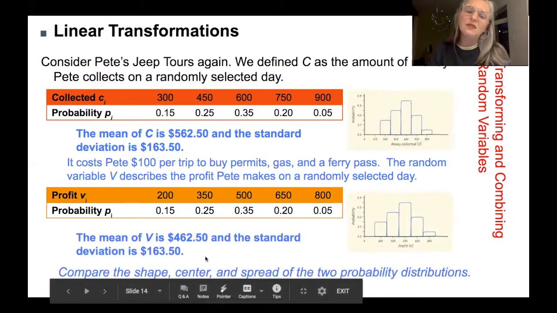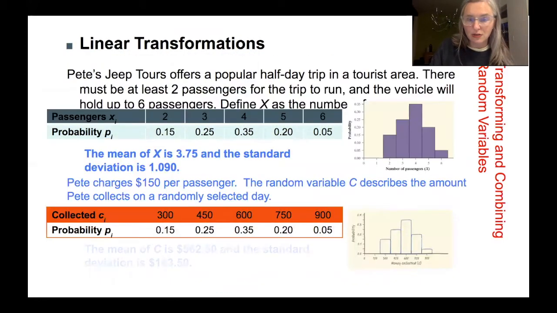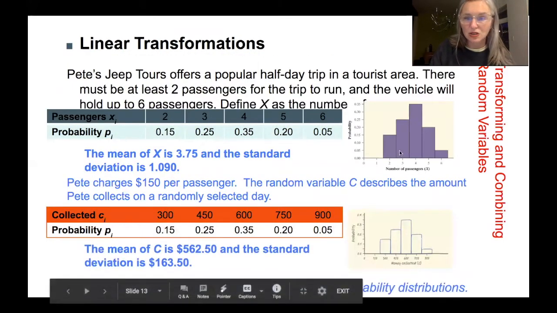And now I've got a mean of 462.50 and a standard deviation of 163.50. So look what happened here. The mean subtracted by 100, but the standard deviation was unchanged. And I didn't highlight this earlier, so let me make sure that I do that. I said it, but I didn't show you.